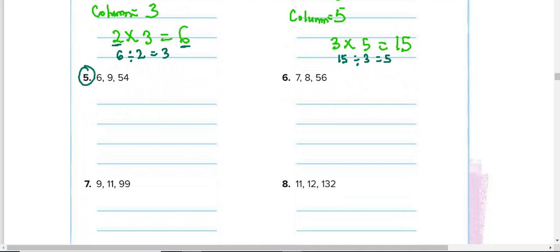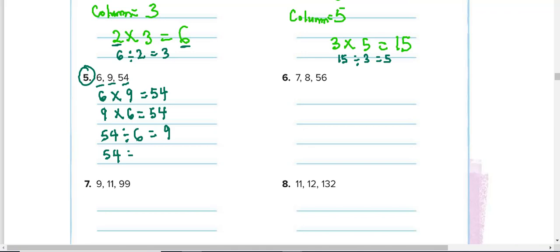So let's see number 5. There are 3 numbers here. Let's see what we can do. If I do 6 multiplied by 9, it's going to give me 54. Yes, your 6 multiplication table. Or I write 9 multiplied by 6, it's also going to give me 54. If my answer is 54, I do 54 divided by 6, it's going to give me 9. Or 54 divided by 9 is going to give me 6.